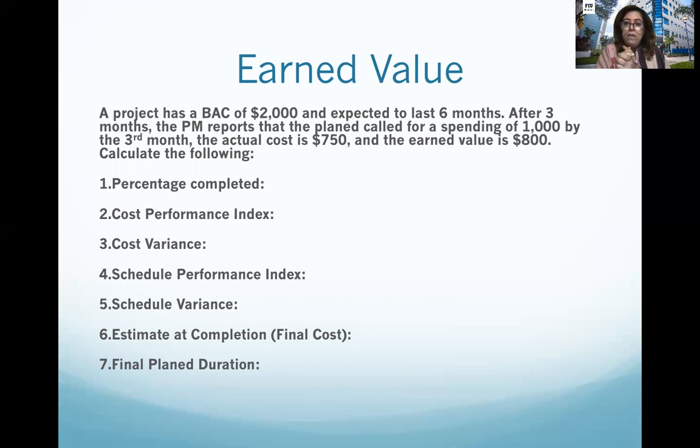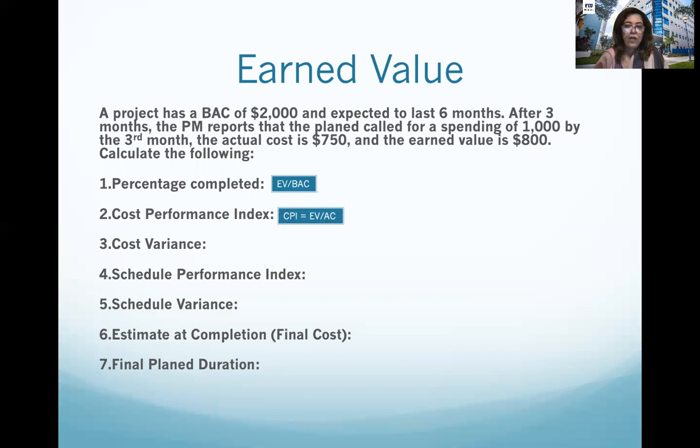So what are the 3 dimensions in this case? The earned value is 800. The planned value is 1,000. And the actual cost is $750.